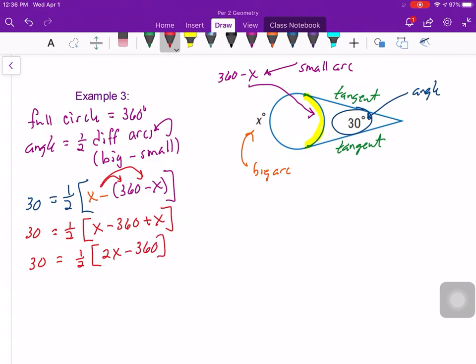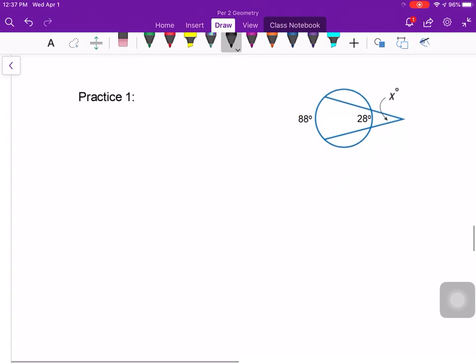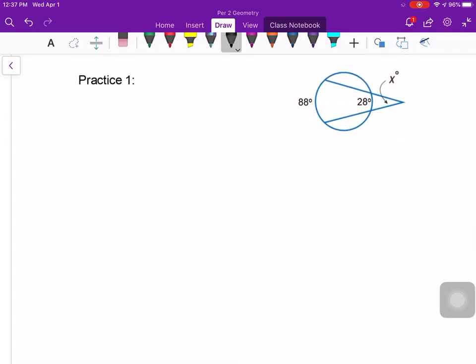We combine like terms. 30 equals 1/2, and then 2x minus 360. And again, I would strongly encourage you to consider multiplying by 2. If I multiply by 2 here, I get 60 equals, and then 2x minus 360. Add 360, I get 420 equals 2x. Divide by 2, I get 210. So a little bit more complicated problem, but definitely something you're capable of doing.